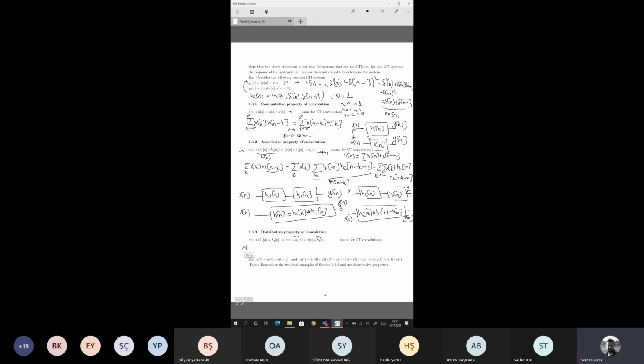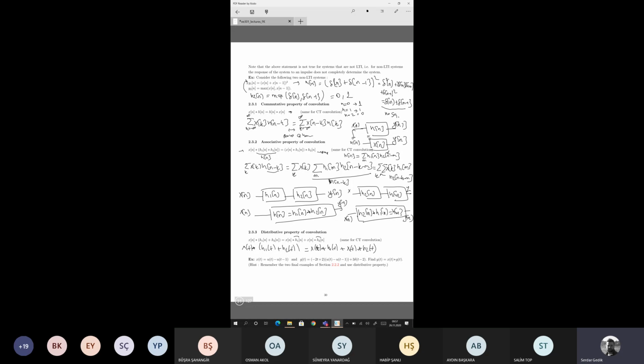Actually, this is the same for continuous time systems. x of t convolved with h1 of t plus h2 of t is equal to x of t convolved with h1 of t plus x of t convolved with h2 of t. So this is the continuous time case.